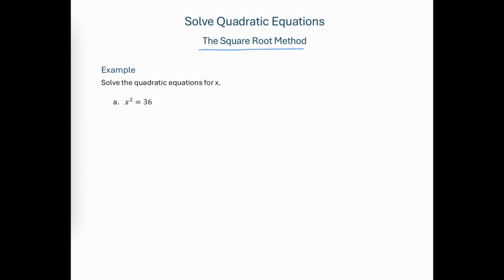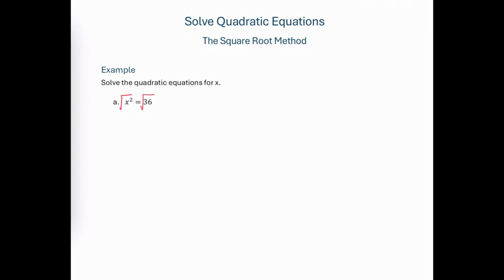The square root method is one of four ways that we can use to solve a quadratic equation, but it's really only applicable if we have a quantity squared on one side and a constant on the other. So when we have a quadratic equation that's set up in this particular way, we can isolate the x or solve for x by taking the square root of both sides.